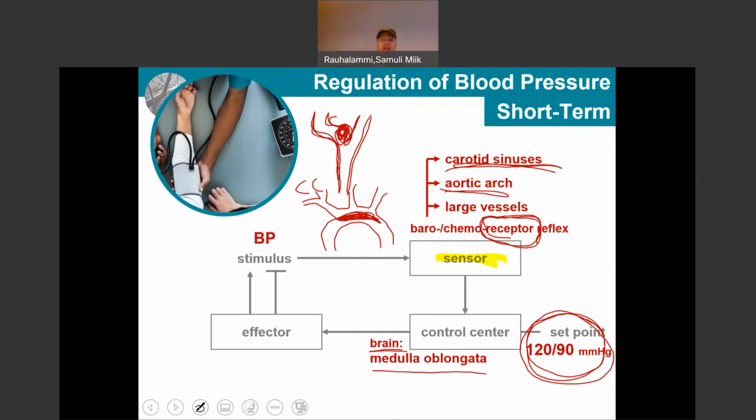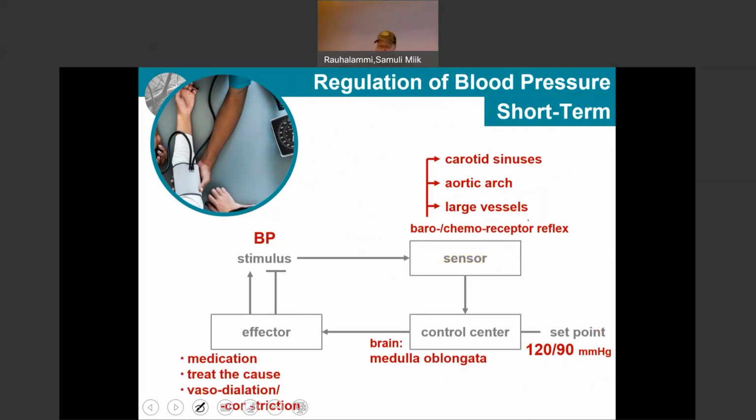Well, what do we do if we see that our blood pressure didn't match the set point? We're detecting that with receptors. We're going to act on that. And there's a few different ways how we can act on that. We can use medications to deal with the blood pressure issues. We can, of course, simply try to treat the cause, or we can use, as a shorter term response, vasodilation or vasoconstriction, so controlling the blood vessel diameter. So these are the short-term regulation approaches.